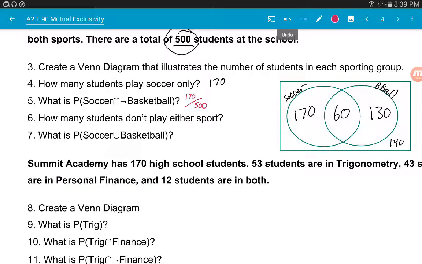Now, how many students don't play either sport? We answered that already. That's 140. And lastly, what is the probability of soccer or basketball? These guys play soccer or basketball. These guys play soccer or basketball. And so do these guys. If you ask them, do you play soccer or basketball, all of them would say yes, they do play at least one. So if I add those up, I get 360 out of 500 students.